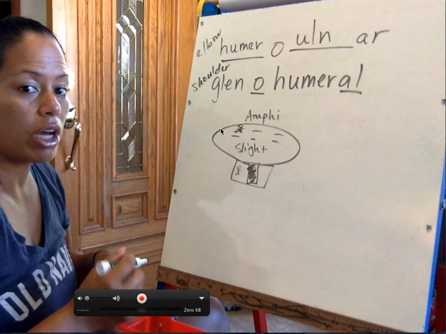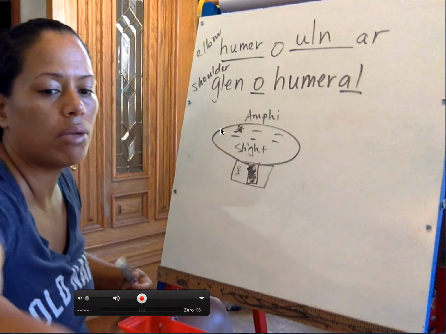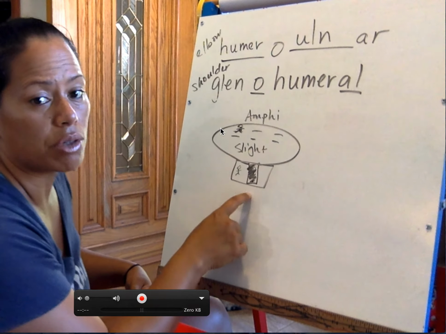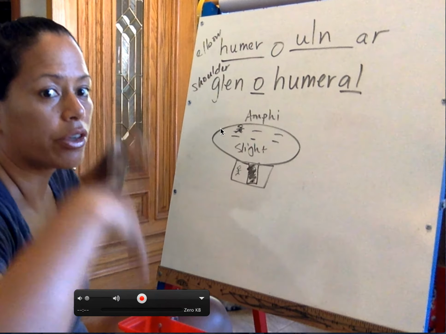Got it? So synarthrotic doesn't move. Amphiarthrotic moves a little bit, slight movement. Best example is the pubic symphysis. At least that's what I'm going to test on. And then the last one, freely movable joint.